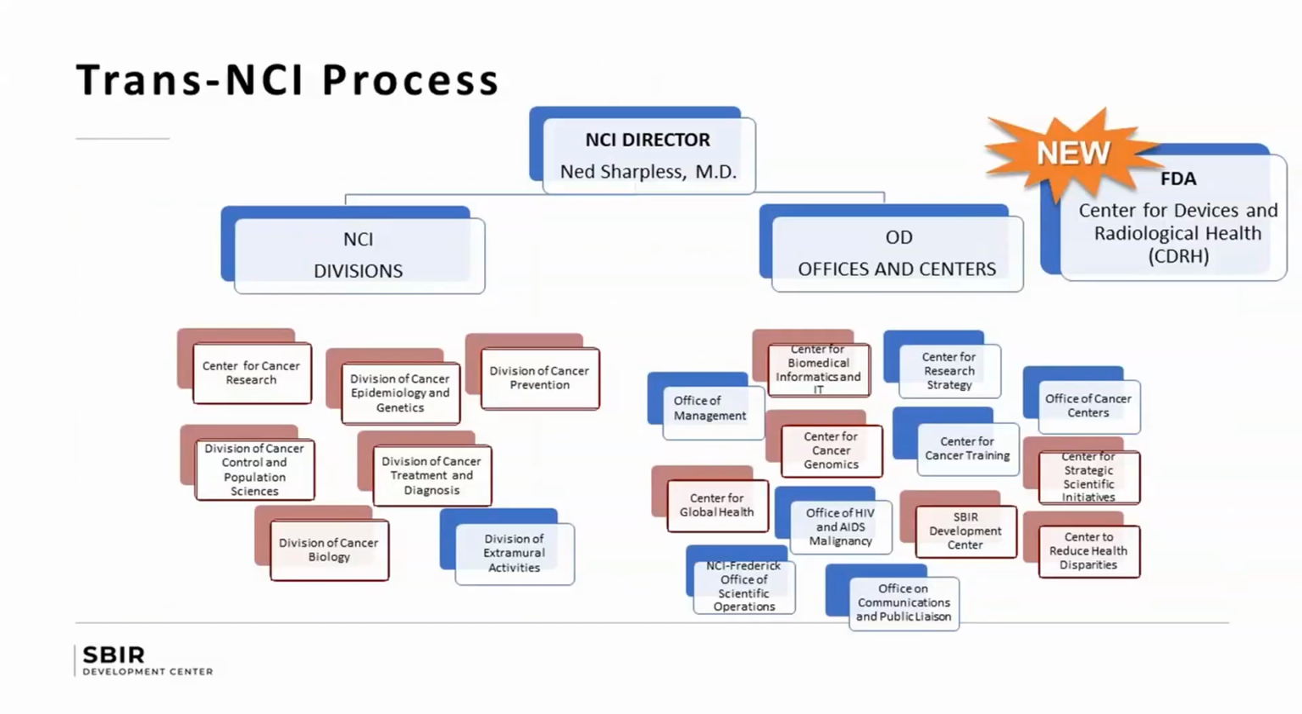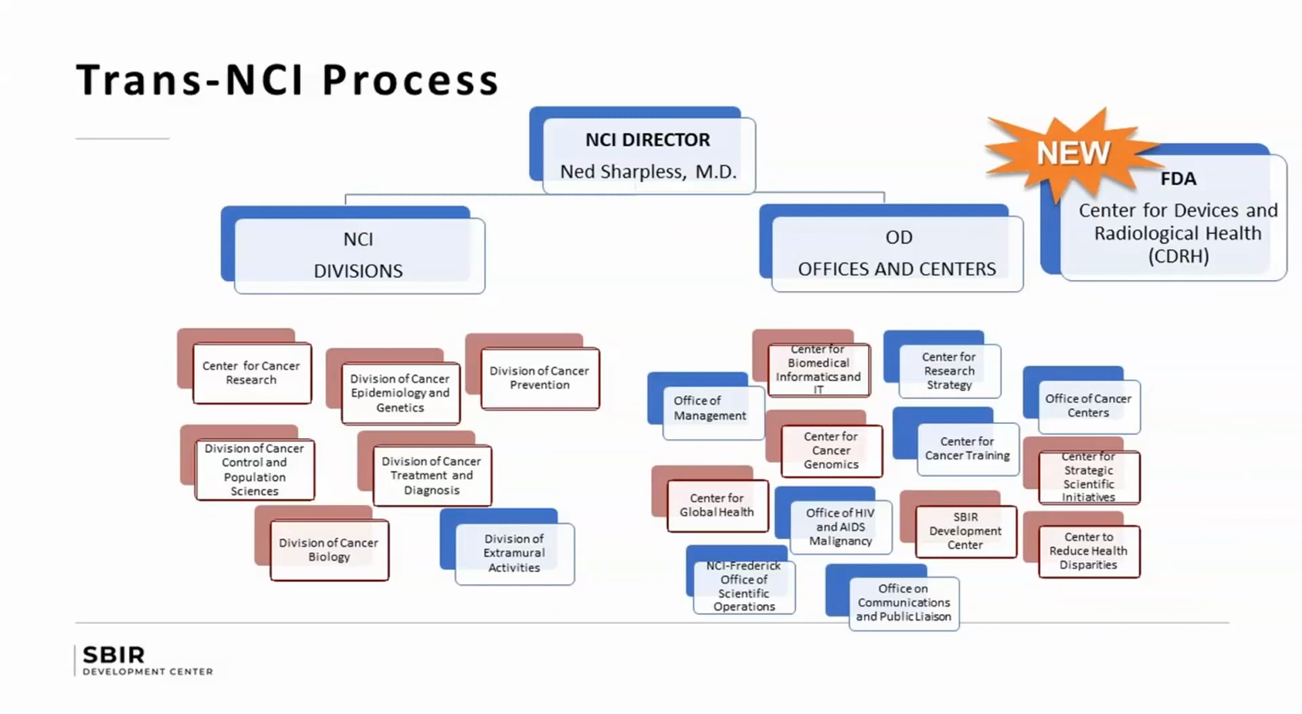So finding the contract every year is not just an NCI SBIR focused activity. It is a trans-NCI process where program directors from different branches and different offices of NCI, including sometimes even NCI Director Dr. Ned Sharpless, submit their ideas. This year, for the first time, we have FDA's CDRH, that is Center for Devices and Radiological Health branch, contributing to 2 contract topics.